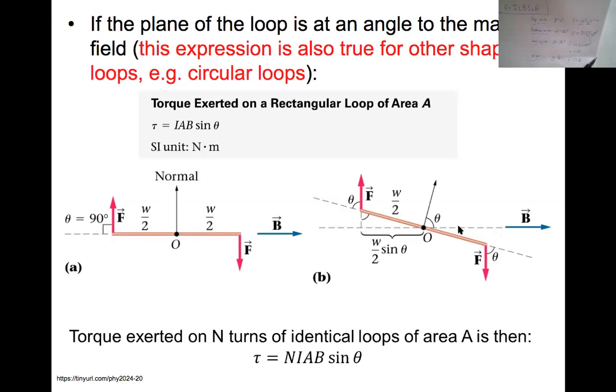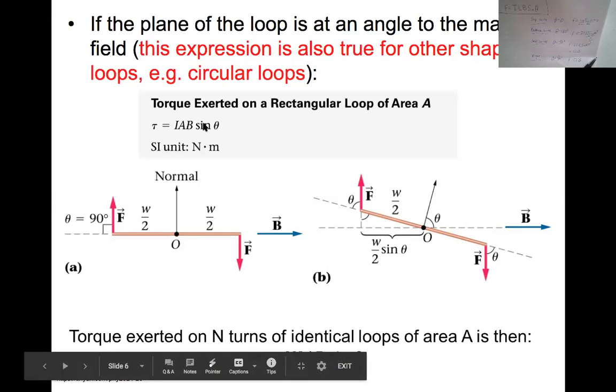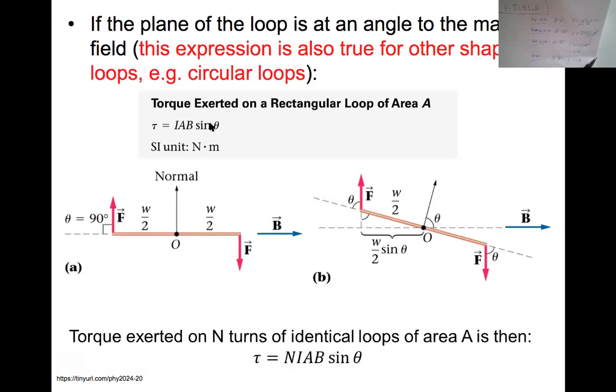So in general, if you have an orientation like this, where there's an angle between the normal direction of the loop plane and the magnetic field direction, then the torque will be given by this equation: I times A times B times sine of theta. In the case we looked at two slides ago, theta is equal to 90 degrees, a normal angle, so we don't have that term because sine 90 is equal to 1. So torque is equal to, in general, I times A times B times sine theta.